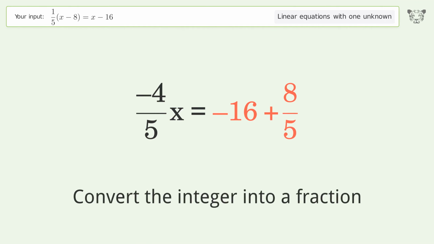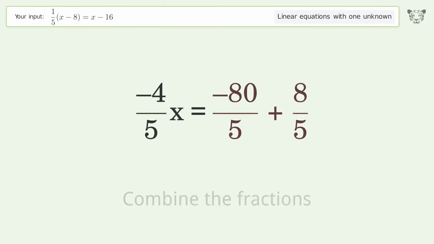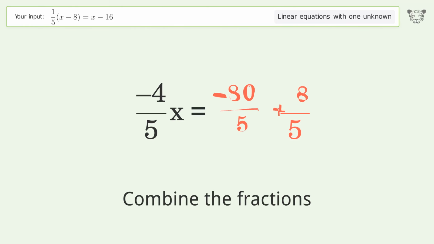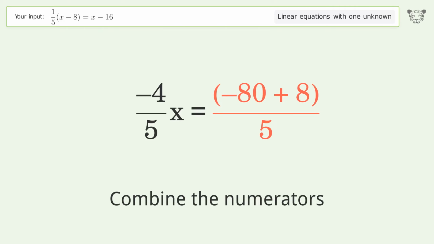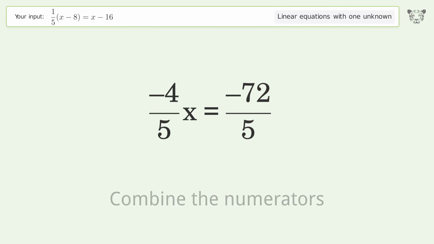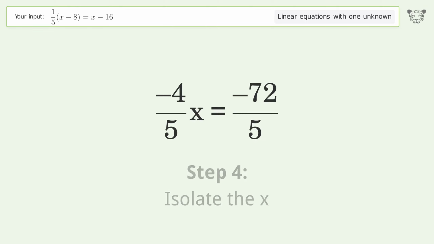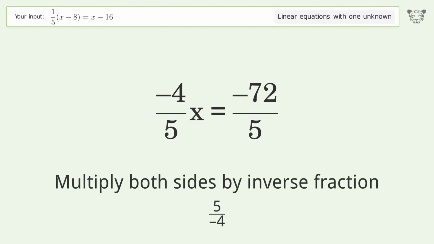Convert the integer into a fraction. Combine the fractions. Combine the numerators. Isolate the x. Multiply both sides by inverse fraction 5/-4.